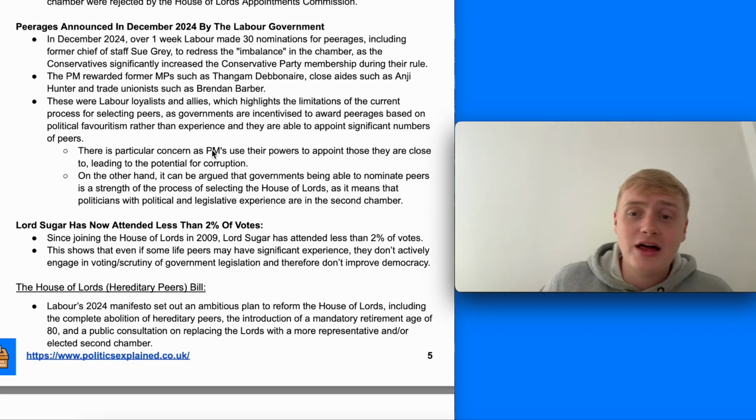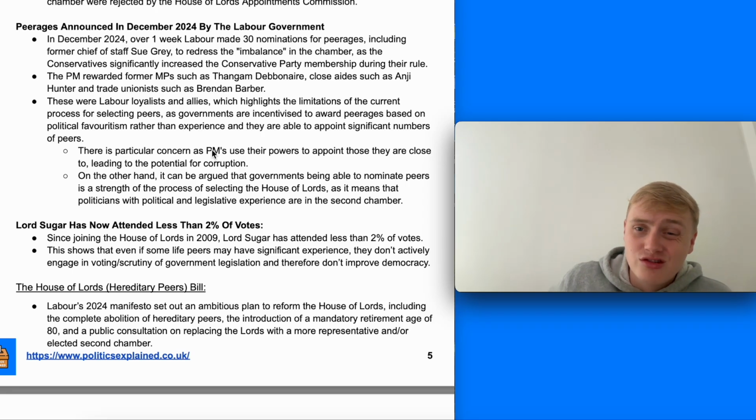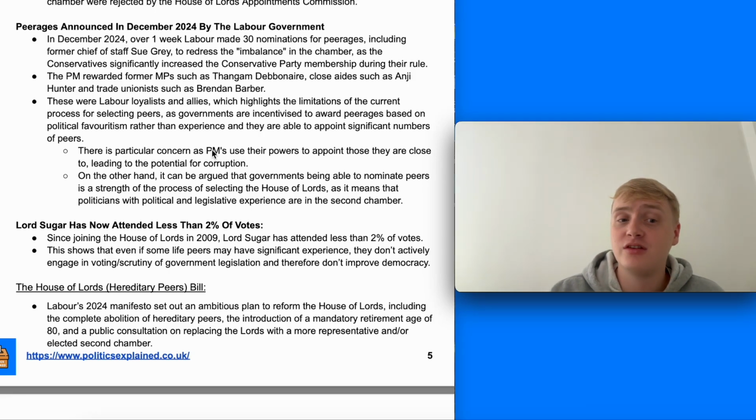Again, a key criticism of the House of Lords is that a lot of these members actually aren't very good at legislative scrutiny or don't turn up much. Lord Sugar's a really good example of that. Since being appointed in 2009, he has attended or voted in less than 2% of divisions in the House of Lords.